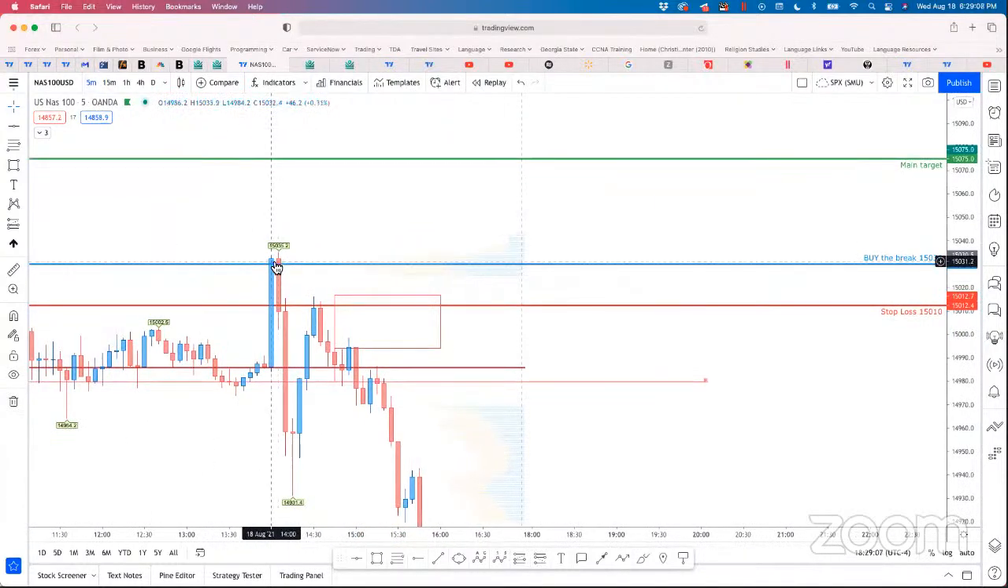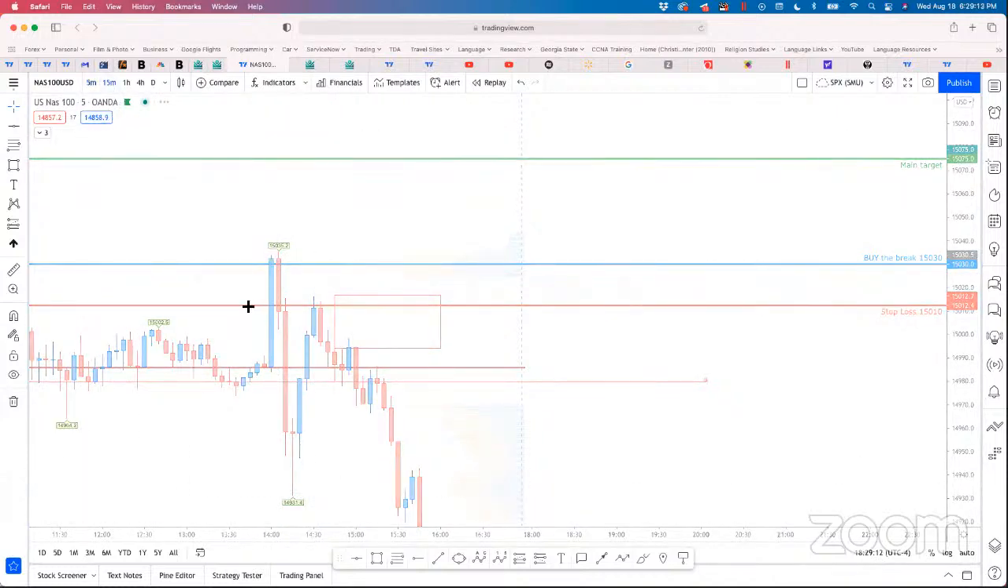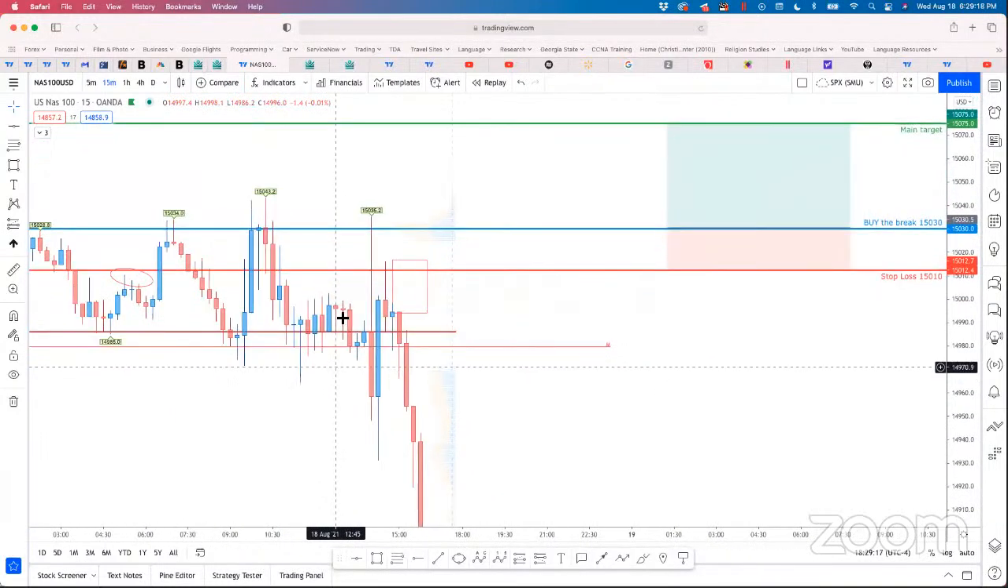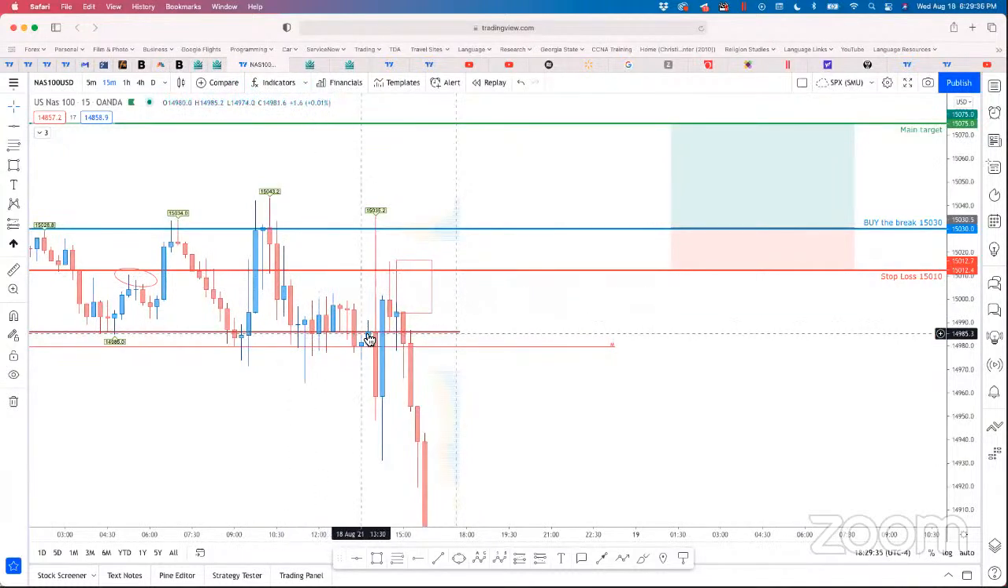We got a break and close, but then immediately rejection, right? Going back to this area on the 15, come back to stop loss, right? Once we're back at stop loss, we don't even hold this area again, right? We never hold it again. So again, we back out of this trade. There were 1, 2, 3, 4, 5 times when you got signs that you should have got out of this trade.